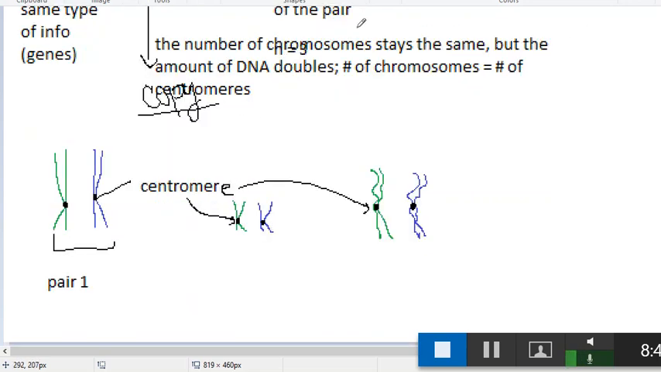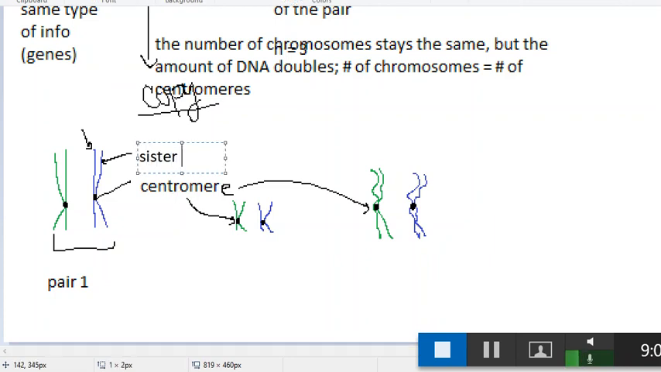Right, so the number of chromosomes is constant in this case, but the amount of DNA is what doubles. So don't let that fool you. So the other vocab we need to talk about is once the chromosomes have made a copy of themselves, the copies, each individual copy, we don't call them the original and the copy anymore, we call them sister chromatids.